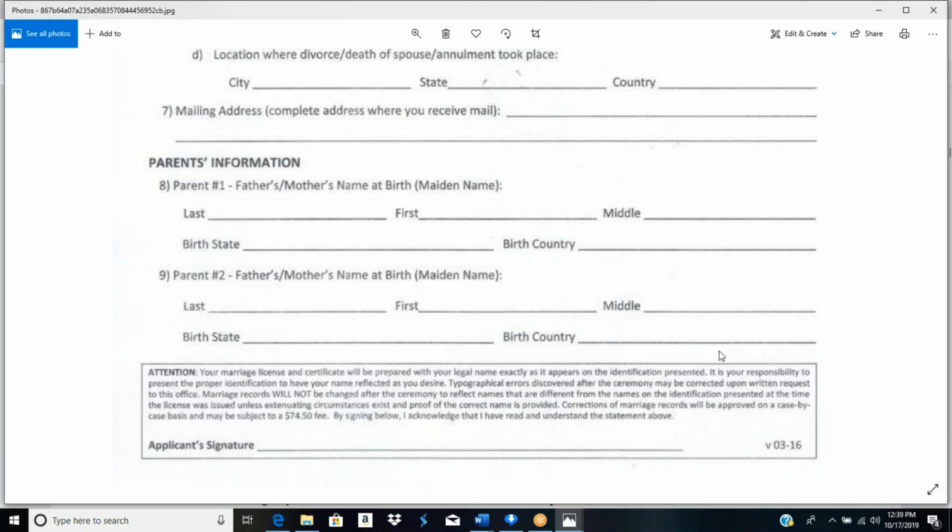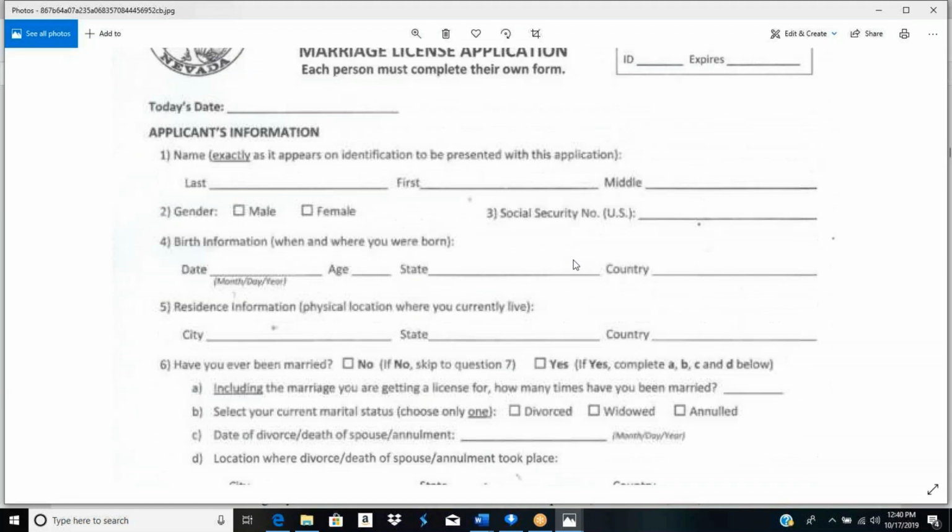Issued means to go forth as authoritative and binding. Unless extenuating circumstances exist and proof of the correct name is provided, corrections of marriage records will be approved on a case-by-case basis and may be subject to a $74.50 fee. By signing below, I acknowledge that I have read and understand the statement above. Okay, on this marriage license, I'm just going to give you a little gold nugget.